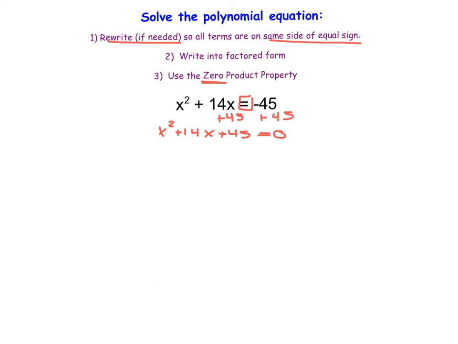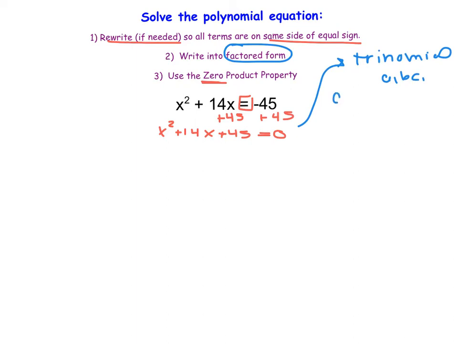And now that I have them all on the same side, I'm ready to try factoring them so that I can get a product here. So I notice here that I have a trinomial because there are 3 parts, there are 3 monomials, and because I have a trinomial, I need to use the A, B, C method to factor.